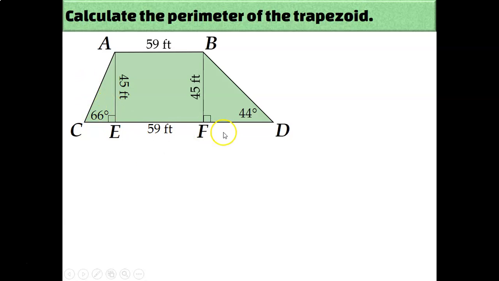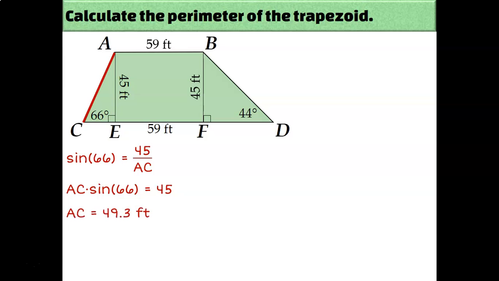Okay, well I still have a lot of things that I need to solve for, so let's get to it. Let's solve for the length of AC first. In relationship to this 66-degree angle that we have given to us, AC is the hypotenuse and 45 feet is opposite. So I'm going to use sine to calculate the length of AC. Sine of 66 is equal to 45 over AC. Multiply both sides by AC, and then divide both sides by the sine of 66, and we get an answer of 49.3 feet for the length of AC.